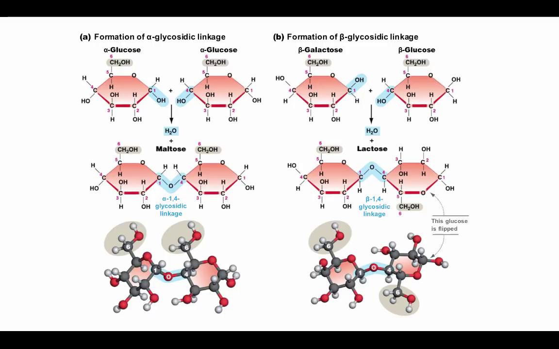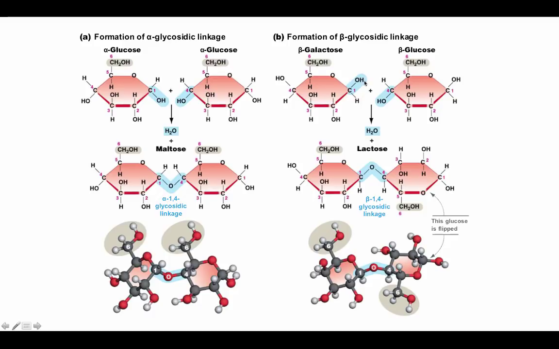So we're looking now at 2 examples, one of alpha glucose linking with alpha glucose to form maltose. We looked at this before, and here we see that the 2 hydroxyl groups are both on the same side of the carbon ring. So when we do this dehydration reaction, we get the oxygen pointing down in the same direction as the hydroxyl group on the next carbon. And we call this an alpha glycosidic linkage.